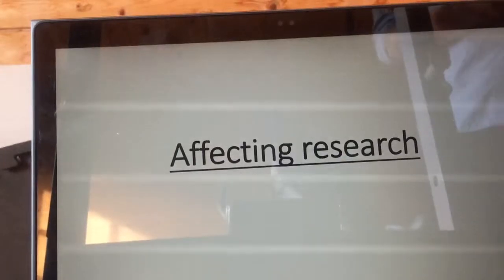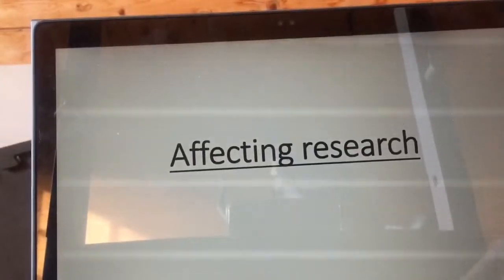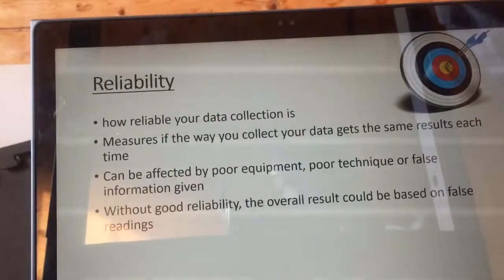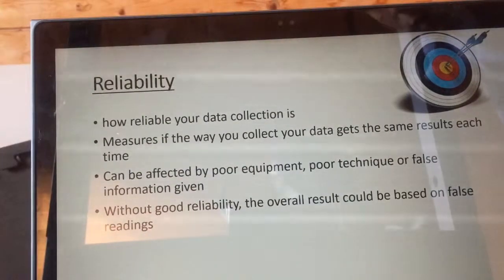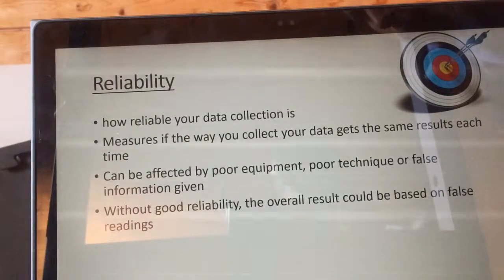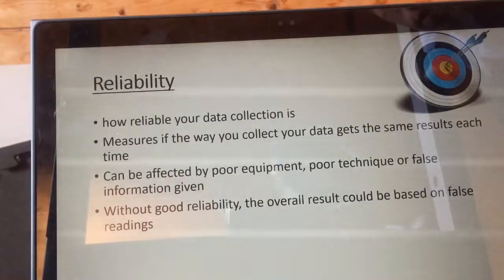Right, moving on, we're going to the factors that affect research. The first factor is reliability. And this is how reliable your data collection is. So it measures whether the way you collect your data gets the same results each time. It can be affected by poor equipment, poor technique, or false information. And without good reliability, the results could be based on false readings.